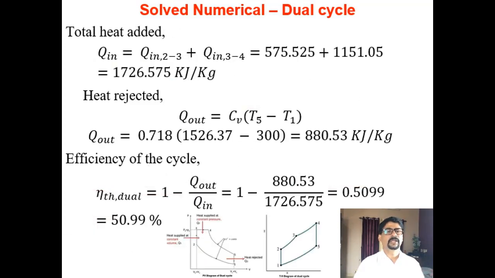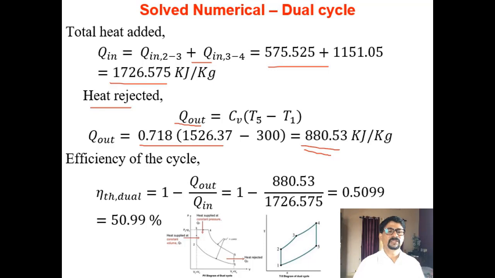So total heat added is Q in 2 to 3 plus Q in 3 to 4. So if you add these two terms, you will get 1026.575 kilojoules per kg. And heat rejected Q out as usual is Cv into T5 minus T1. Substitute for Cv, T5 and T1, you will get it as 880.53 kilojoules per kg.